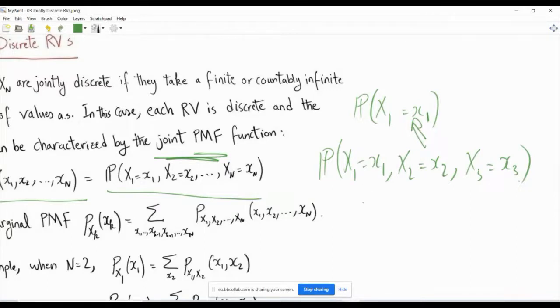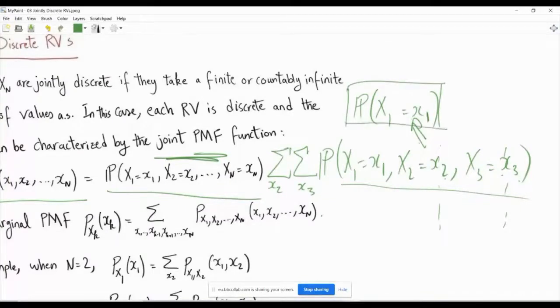So how can we use the joint to obtain the marginal? The idea is that you sum over the other random variables. Basically, if you take this joint PMF and sum it over all possible small x2 and all possible small x3, then after doing these summations, you obtain the PMF of X1. This is a way of getting the marginal PMF if you know the joint PMF. And this is not mysterious at all. This is the law of total probability, right?